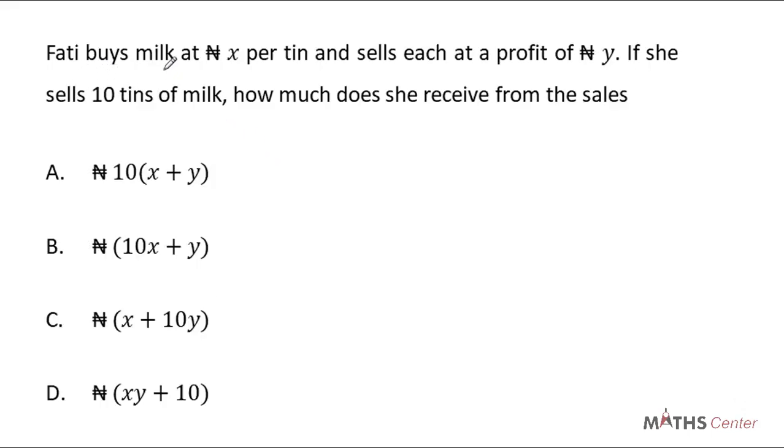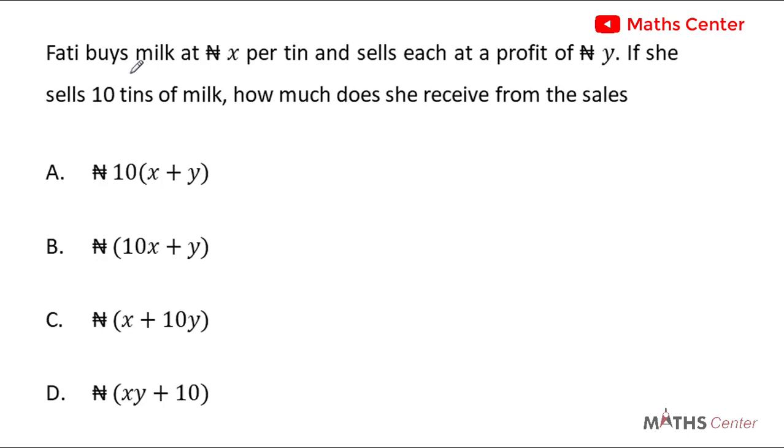Fati buys milk at X naira per tin and sells each at a profit of Y naira. If she sells 10 tins of milk, how much does she receive from the sales? This is an objective test. We have been given 4 options here. So we will solve the question and then we will select the correct option.